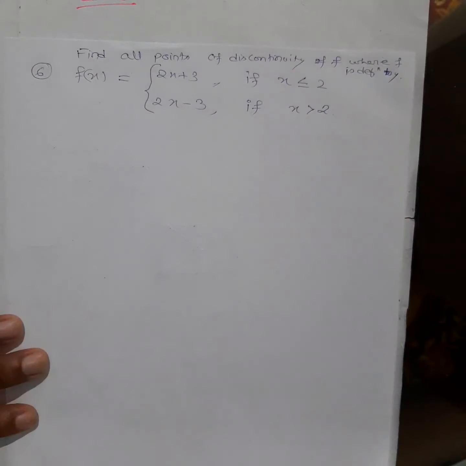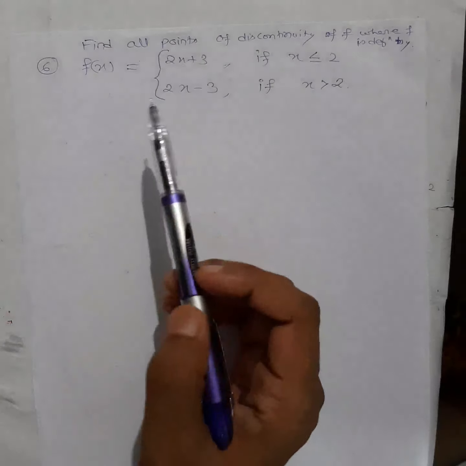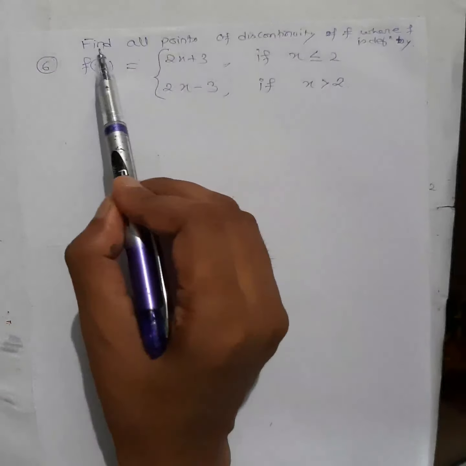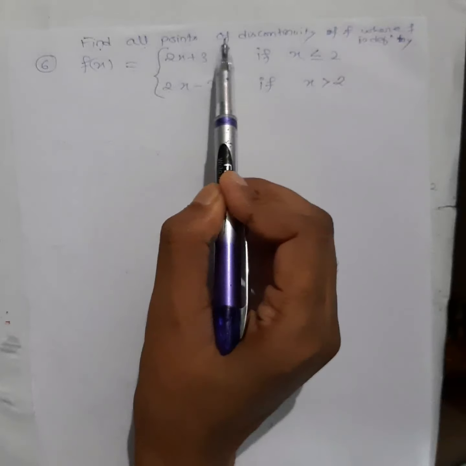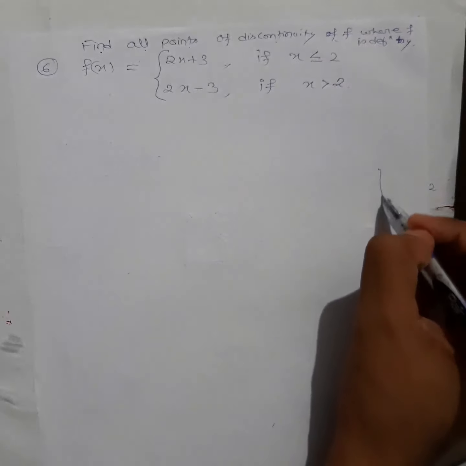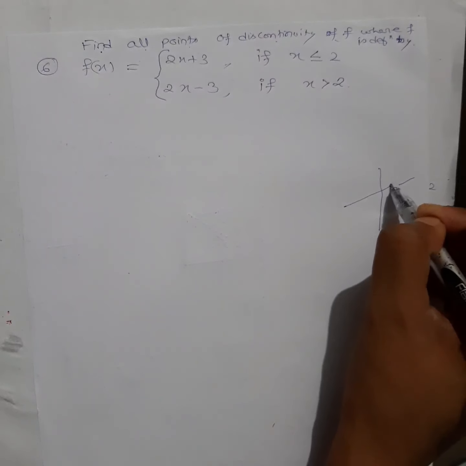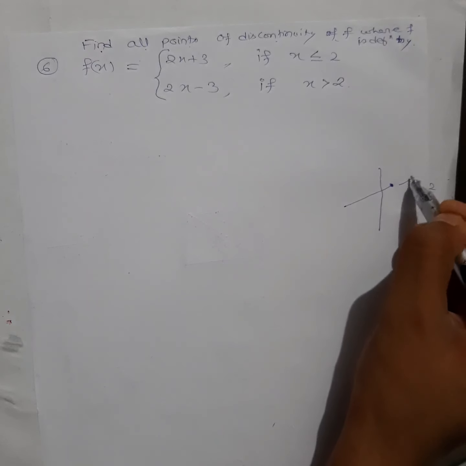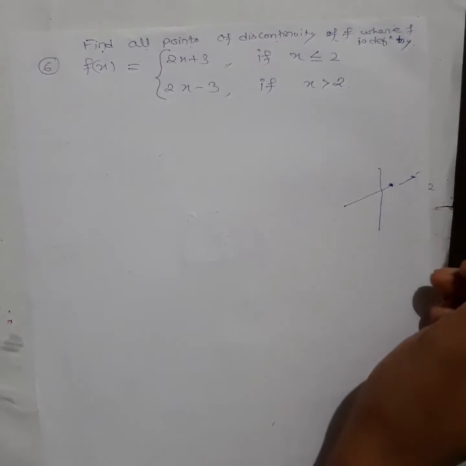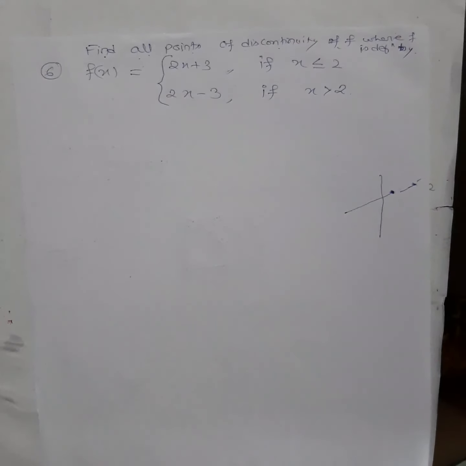Okay, so our next question is question number 6. In this question, what they have asked is: find all points of discontinuity of f. It means you have to find those points where the graph will break, whether it will break here or it will break here. Where it will break, you have to find those points. Okay, find all points of discontinuity. Wherever the graph will break, you have to find out those points.